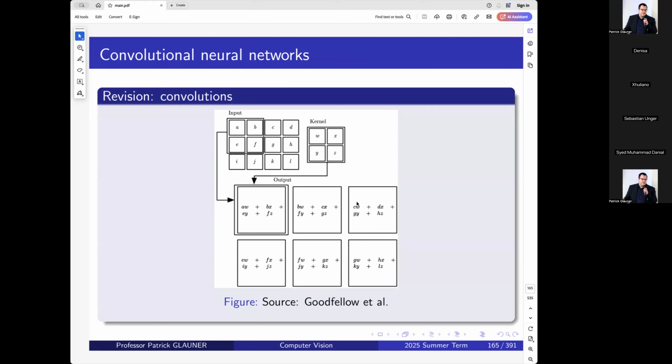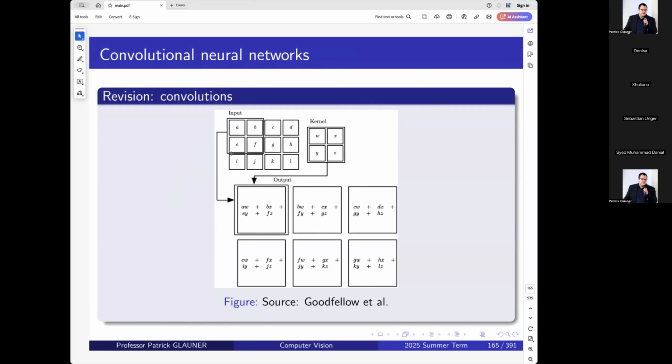Now we'll have a revision. In our first lecture a few weeks ago, we started with convolutions. And we called them convolutions, or sometimes filters or masks, whatever. Or kernels. So there were lots of terms for actually the same thing. And this is just another visualization of how we computed that. So we have an input image, which is this one here, which has pixels A, B, C, D up to L.